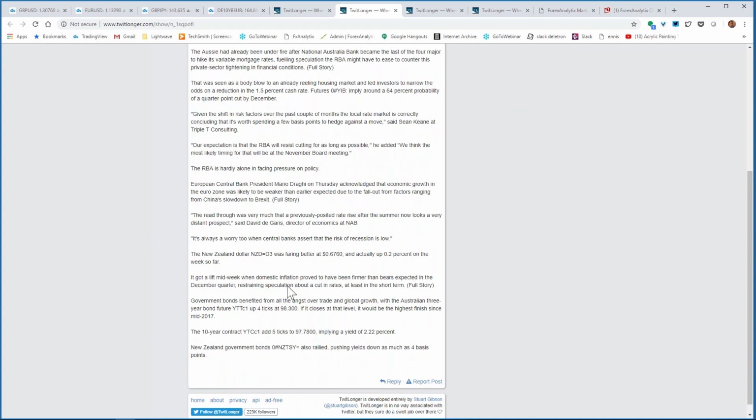Went on to mention Draghi. The read was much that the previously posted rate hike after the summer now looks like a very distant prospect. It's also worrying that central banks assert that the risk of recession is low. And as far as the New Zealand dollar, it got a lift this week when domestic inflation proved to be firmer than bears expected in the December quarter. Government bonds benefited from the angst over the trade and global growth.